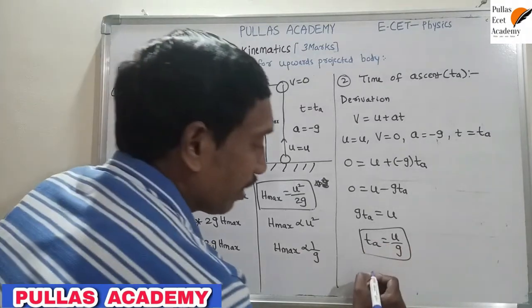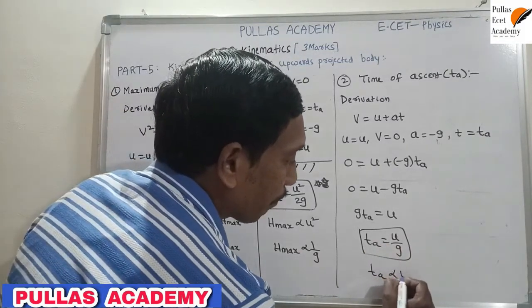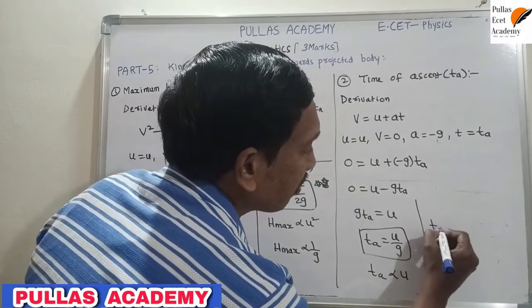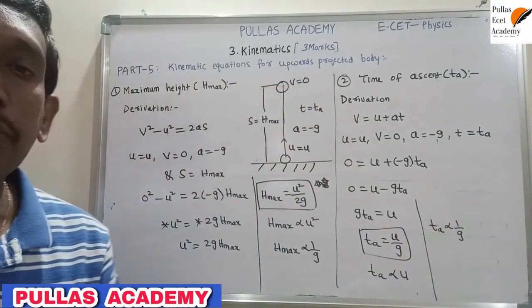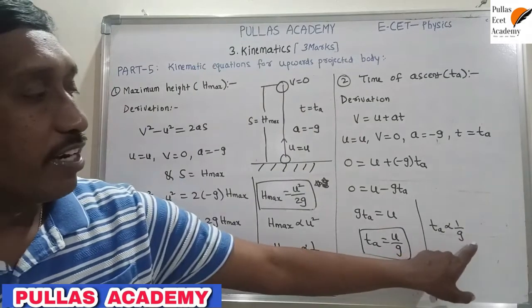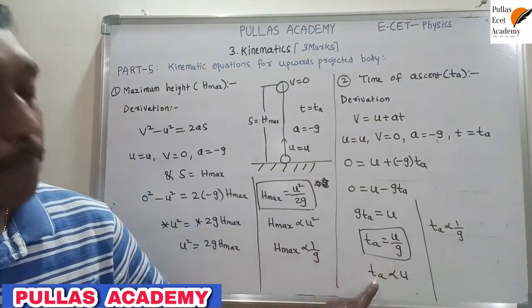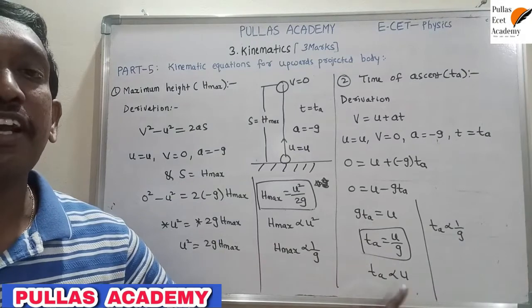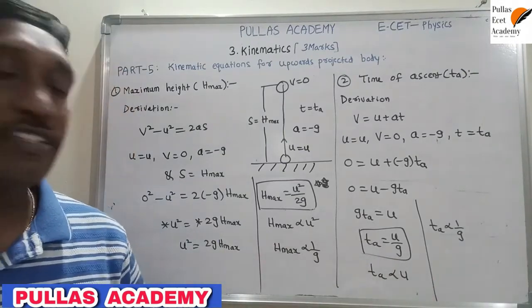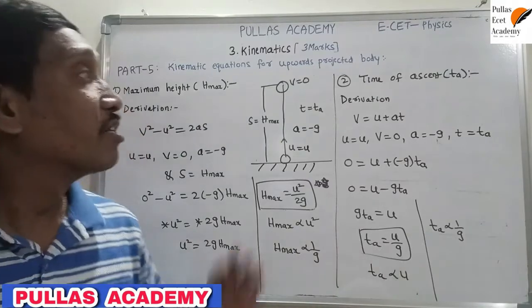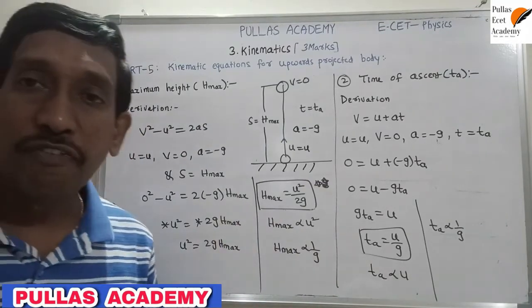Now, time of ascent is directly proportional to initial velocity, and inversely proportional to the acceleration due to gravity. Actually, small g at a given place is constant, so it mainly depends upon the initial velocity. Directly proportional means if initial velocity increases, time of ascent increases. So this is about the time of ascent.